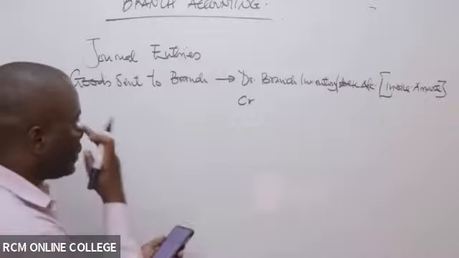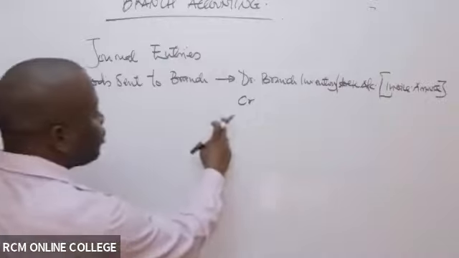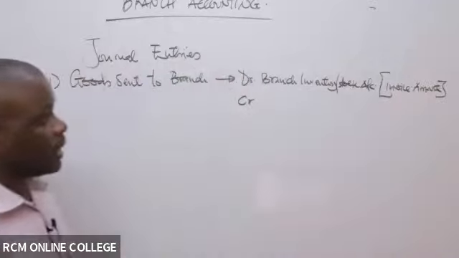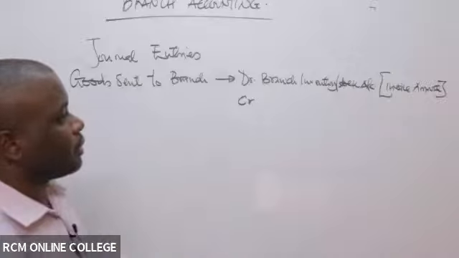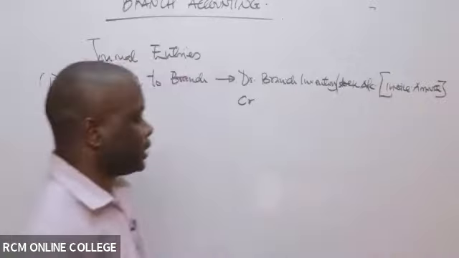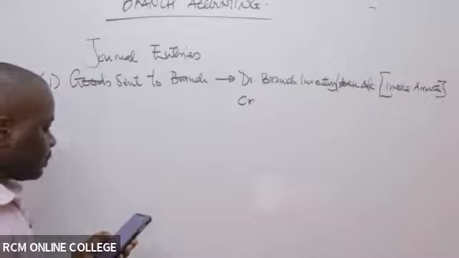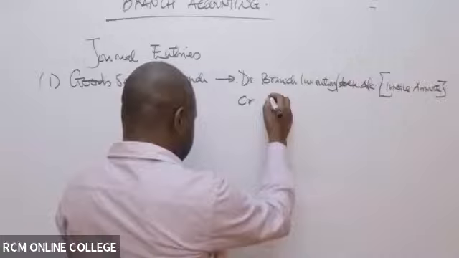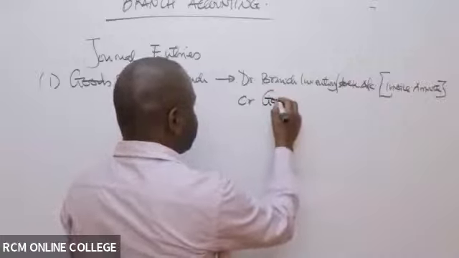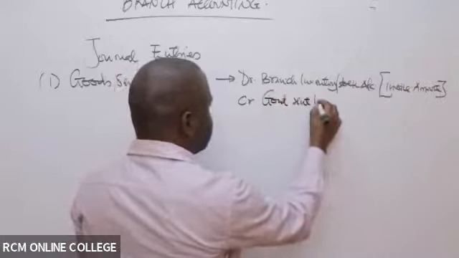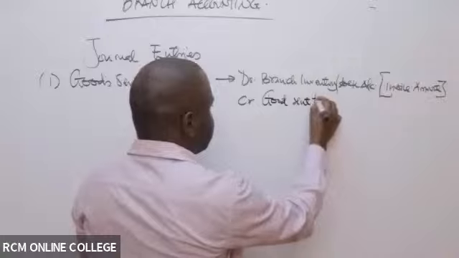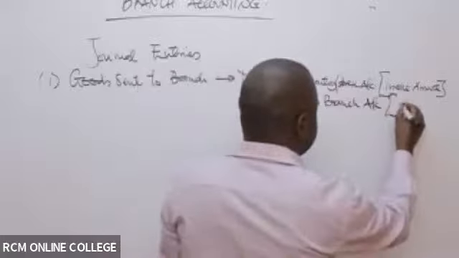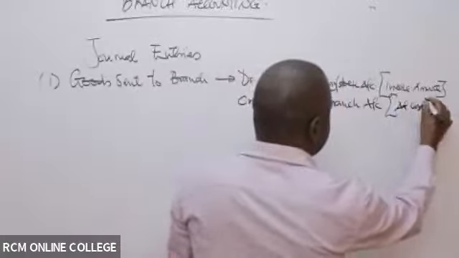The board is clear. So with the goods sent to the branch, you'll debit the branch inventory or stock account at the invoice price. These goods sent to the branch are at the invoice price, so there's a profit element in it. Therefore, you'll credit the goods sent to branch account. This one will actually be at cost.